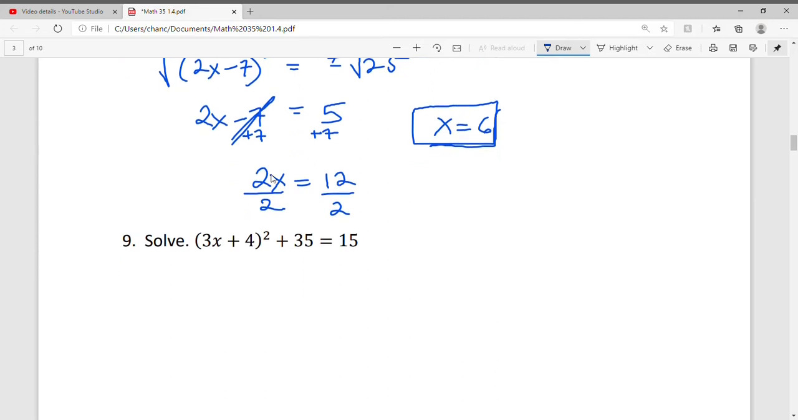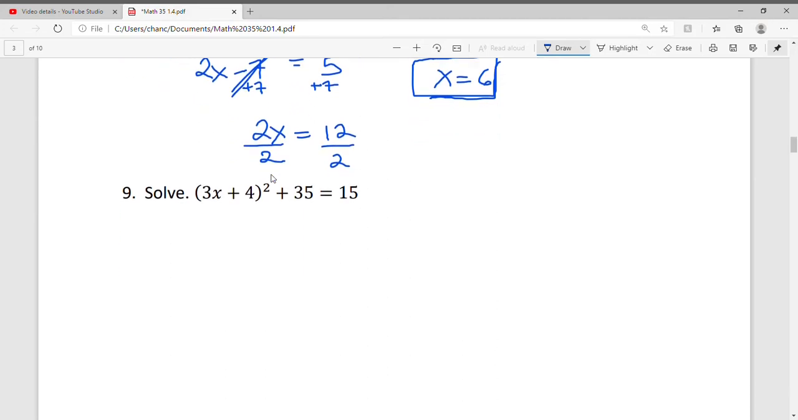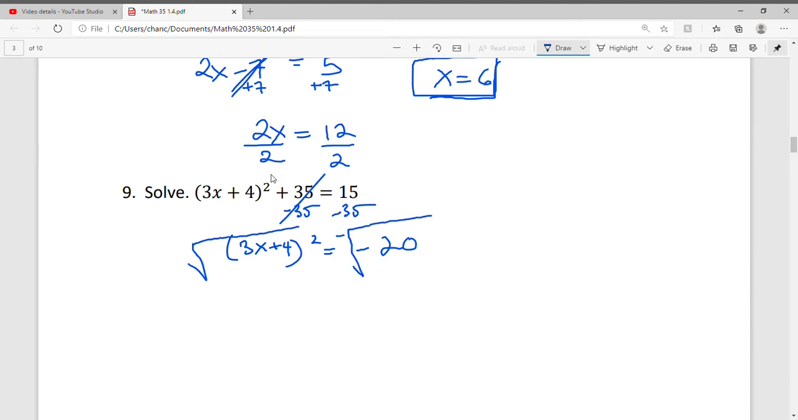Number 9 looks like an interesting problem, but it's very similar to 8. Again, I'll subtract 35 from both sides. We get 3x plus 4 squared equals 15 minus 35, which is negative 20. And what do we do after this? Take the square root of both sides again. Once you isolate that square term, take the square root of both sides. Don't forget that plus or minus in the front.